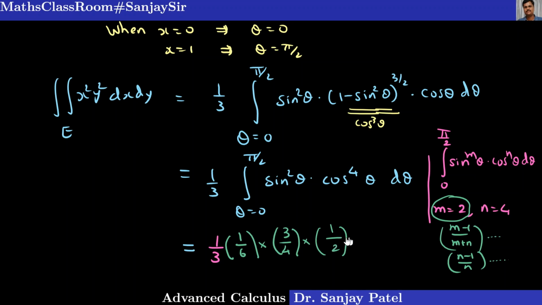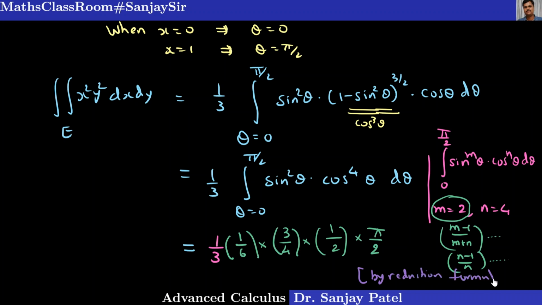Now we cannot go further. 1 minus 2 is minus 1, so we stop. As soon as it becomes negative or 0, we stop here. And since m and n both are even, finally we write pi by 2 according to that reduction formula. So I am just writing this from the reduction formula. So let me write here by reduction formula.